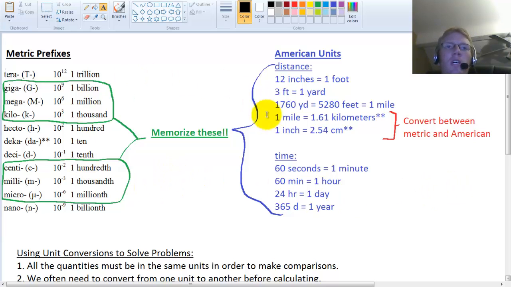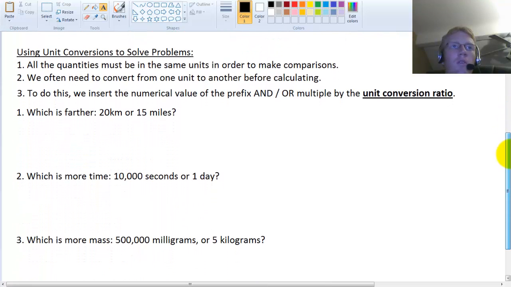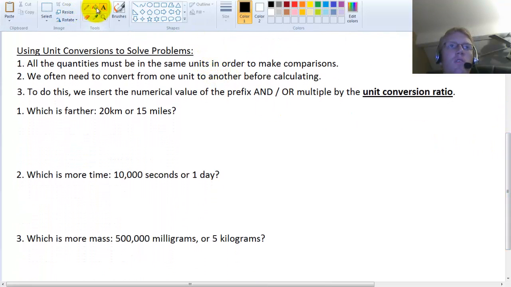Okay, so I'm going to do some problems now and talk about how you use all of these different conversion factors to help you solve problems and make comparisons. So, using unit conversions to solve problems. This is probably the more valuable part of this lesson. The rest is just writing it down and memorizing it. So in order to make comparisons, you have to have units that are the same.